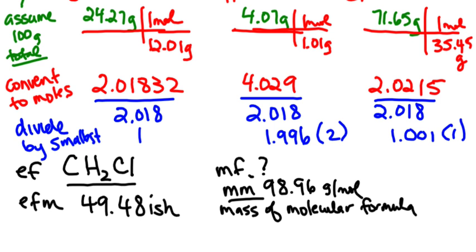All right? So looking at this, does 49.48 divide into it? We're going to take the molecular formula mass divided by the empirical formula mass, and we're going to get a number. What do we get? 2. That looks great. Since I know it's 2 now, I can figure out my molecular formula, and what is that?